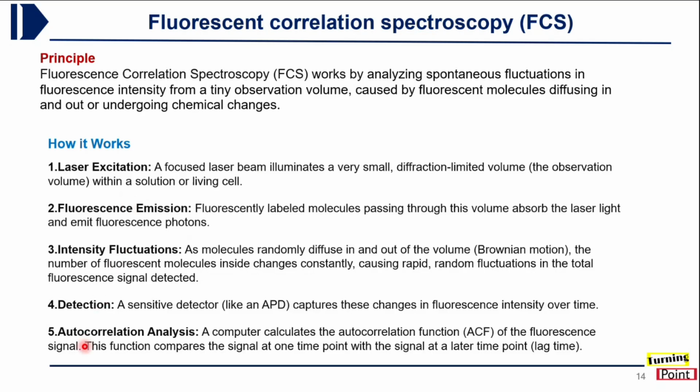So what they're doing: first, a focused laser beam illuminates a very small, diffraction-limited volume within the solution or living cell. Second, fluorescently labeled molecules passing through the volume absorb the laser light and emit fluorescence photons. Third, there are intensity fluctuations. The number of fluorescent molecules inside changes constantly, a random fluctuation. They will measure that. Then there will be detection and autocorrelation analysis.